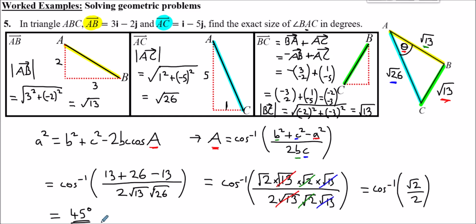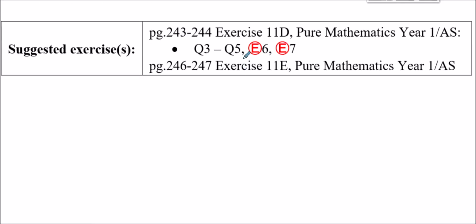And I'll leave it there for now, for you to try some of these yourselves. So if you can turn to page 243, I can't even read. 243, 244, exercise 11D, questions 3 to 5, then the exam type question number 6 and exam type question number 7, and then turn to page 246 and try all of 11E. Practice makes perfect. Remember that, I do mean it, and it is actually pretty much true. I say pretty much because you can never be perfect, but you can get closer and closer to it by practicing.